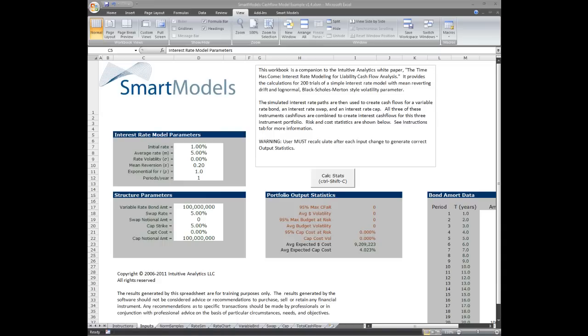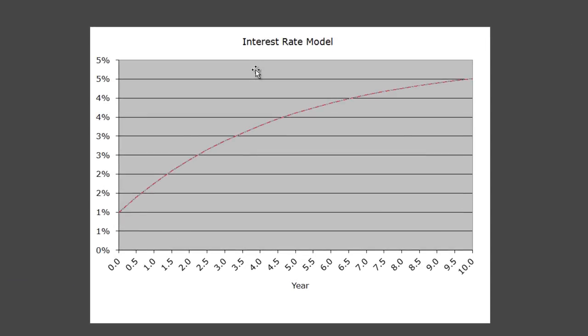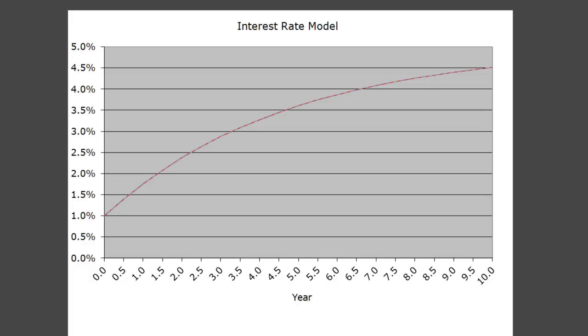So here we have our same input parameters. 1% is our initial rate. The average rate is 5%. Rate volatility initially here is 0. Our mean reversion is 0.2. And our periods per year actually is 1. Let's go ahead and make that 2. That way our time step will be 0.5 in years. So if we look at this graph, we see that we've got 1% moving up towards 5% over the 10-year horizon of this particular analysis.